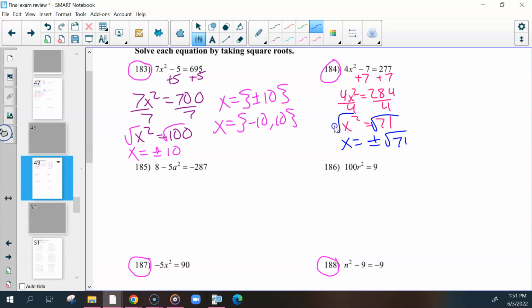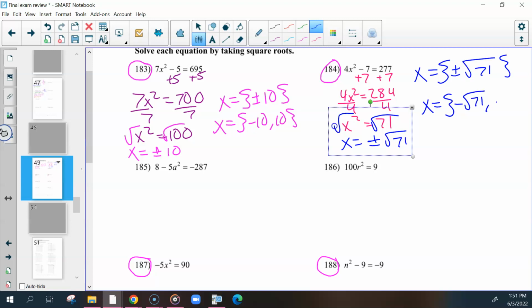So in our answers, we would write them in curly brackets, either like this, plus or minus the square root of 71, or you can write them separately. But if it's not a perfect square, leave it as the square root of whatever. Do you have any questions on that one?